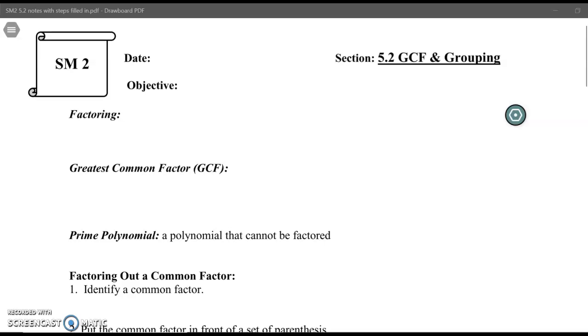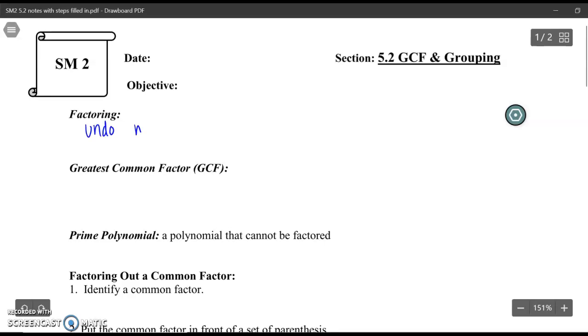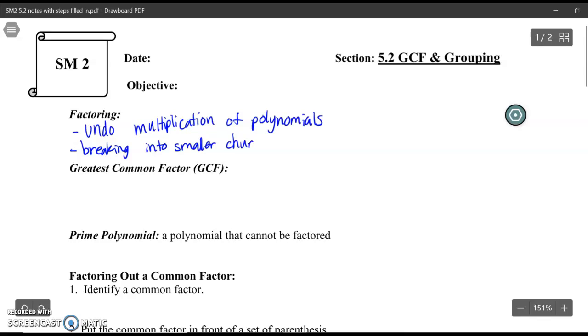There's a couple different ways to think about factoring. One is that you're undoing multiplication. So if you factor, you're going to undo multiplication of polynomials. Okay, another way that I like to think about factoring is like breaking down a polynomial into smaller chunks. You're going to see what that looks like as we go throughout today and the rest of the unit as well. So the first kind of factoring that we're going to learn is greatest common factor factoring.